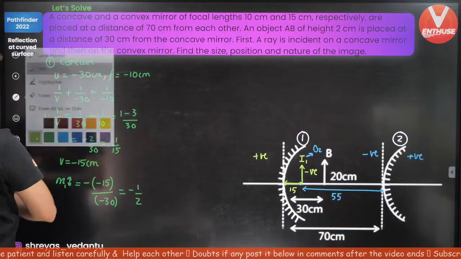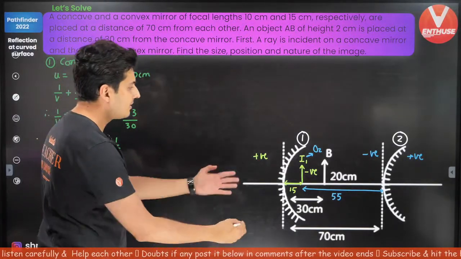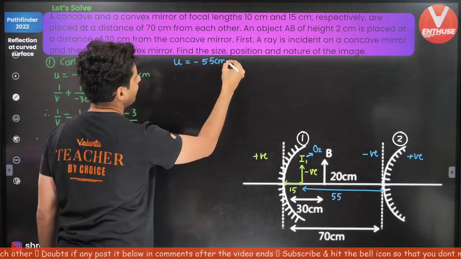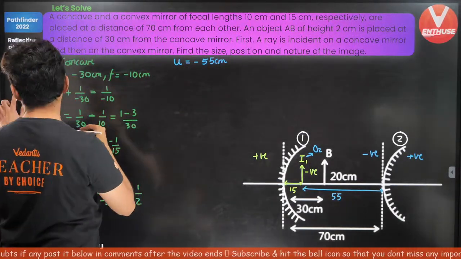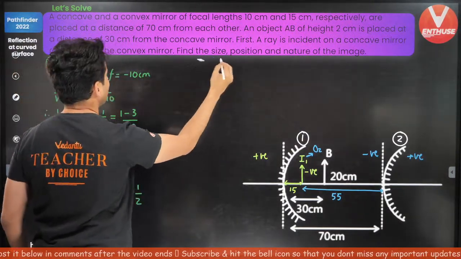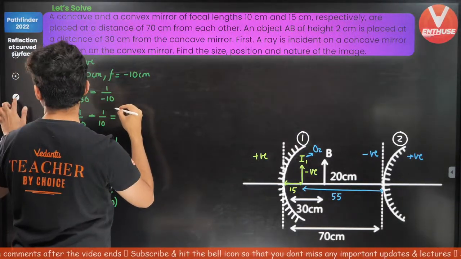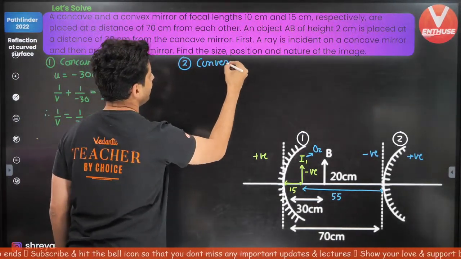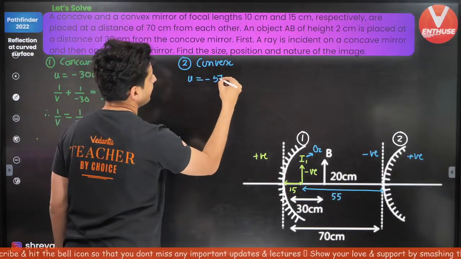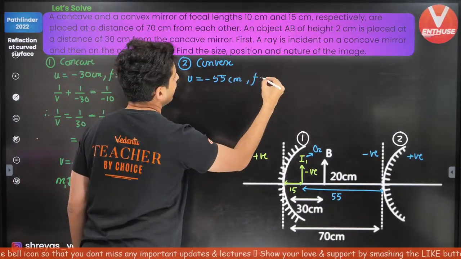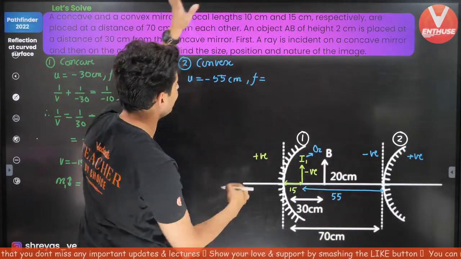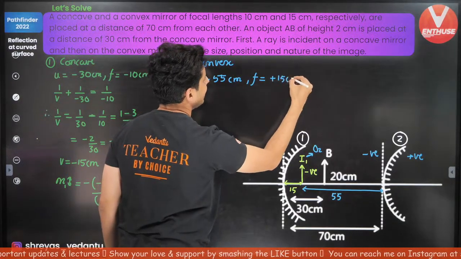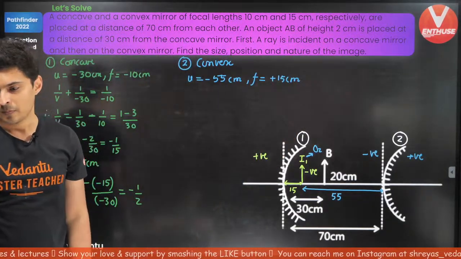Now rewrite everything. What's the object distance in this case? The object distance is minus 55 centimeters. This is for the second case, for the convex mirror. What is the focal length? It's mentioned the focal length is 15. Since it's convex, the focal point is that side. It's plus 15 centimeters. Very good.